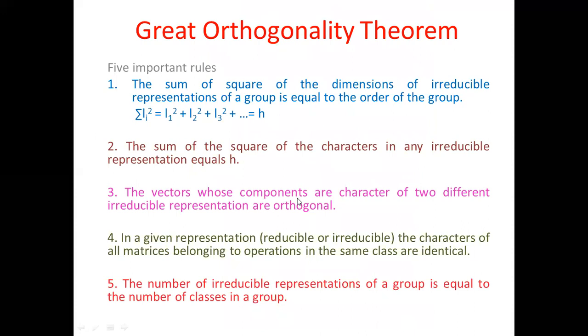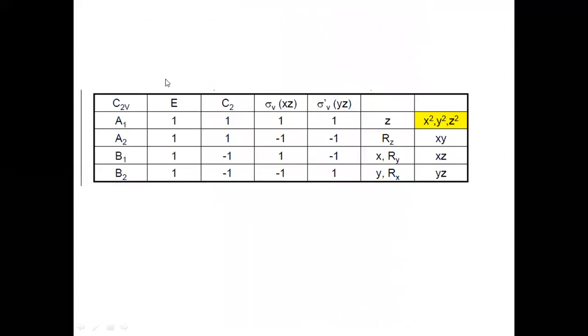The last postulate is, the number of irreducible representations of a group is equal to the number of classes in a group. Okay, so what does that mean? In this case, how many classes are there? 1, 2, 3, 4. We have 4 classes. So I should have 4 representations: A1, A2, B1, B2. We have 4 irreducible representations. So the number of classes in a group is equal to the number of representations in that group.